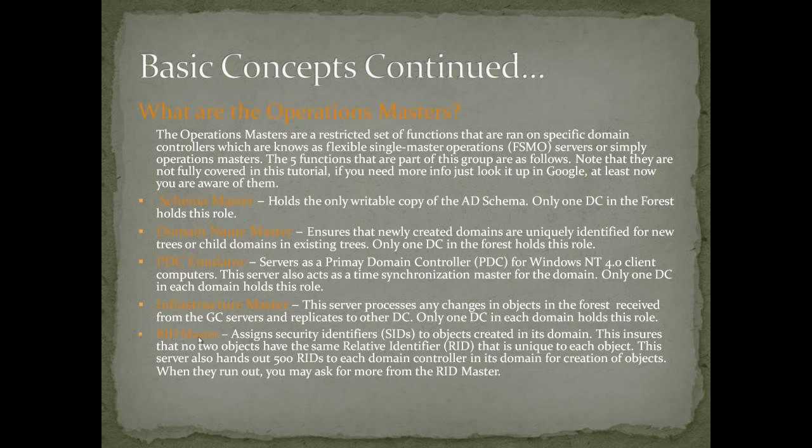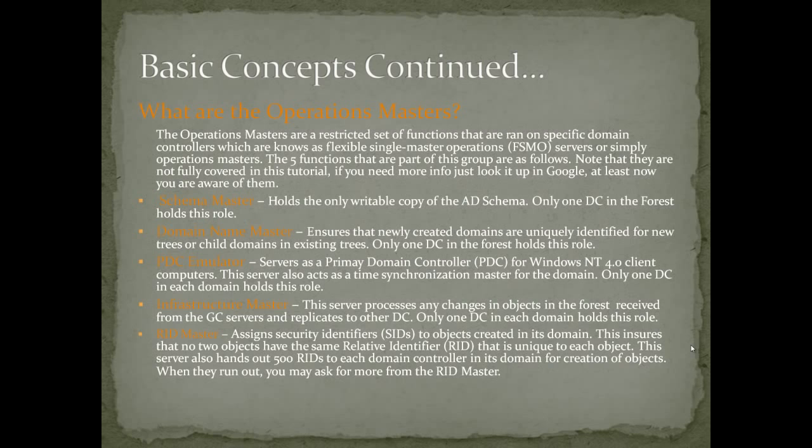And lastly, we've got the RID master. This assigns security identifiers, so SIDs, to the objects created in its domain. This ensures that no two objects have the same relative identifier that is unique to each object. So all this is like when you're setting up users or printer accounts or group accounts, that you can't duplicate them within the same OU. Okay, that's important. You can have duplicate names, but they can't be within the same organizational unit.